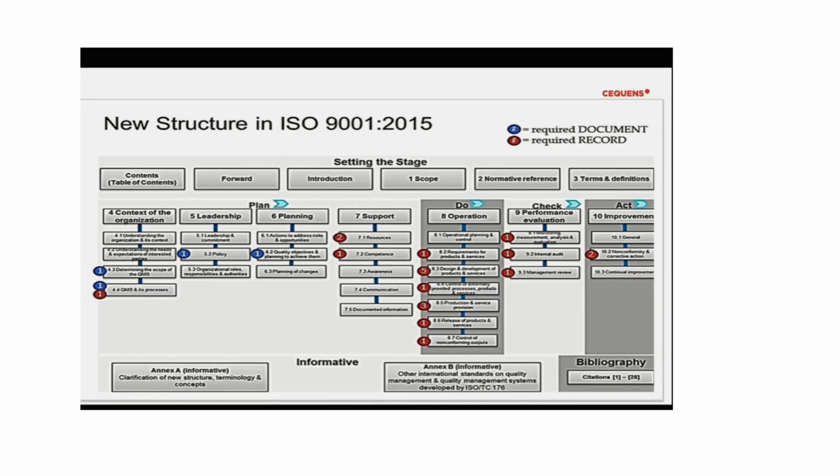8.5, production and service provision. So of course someone is going to be providing the provision, which is a QC most of the time. 8.6, release of products and services. Who's going to release it? And then control of non-conforming outputs. This is QC as well. So after production, QC examines my product and sees if it's conforming or non-conforming.